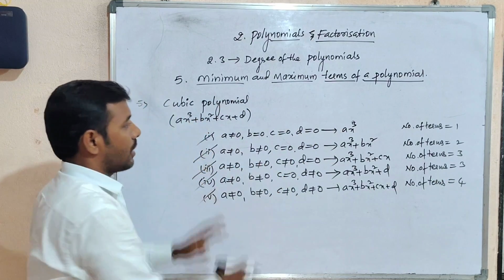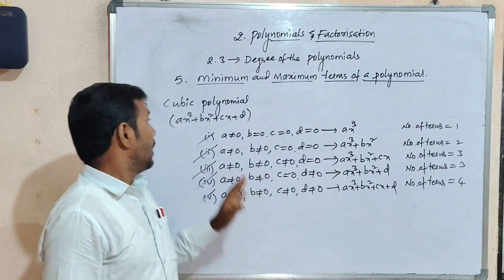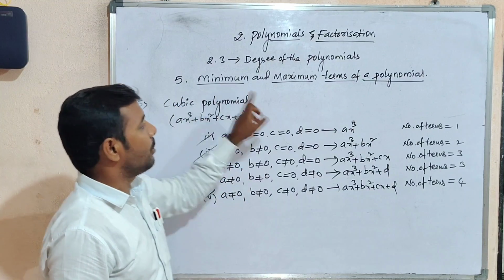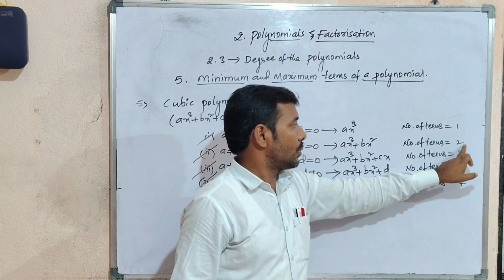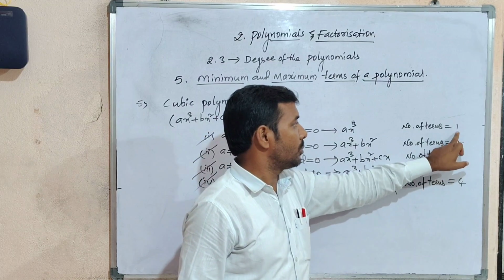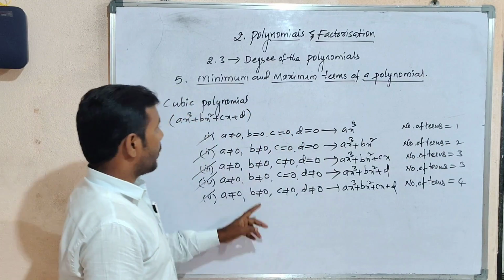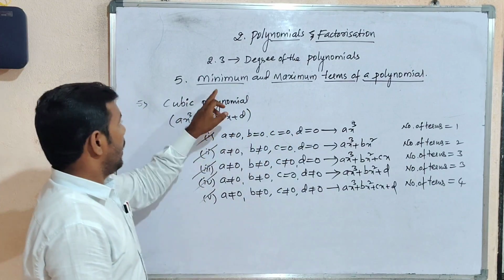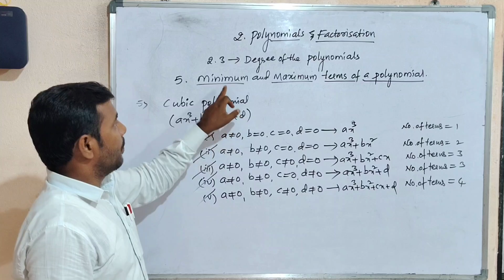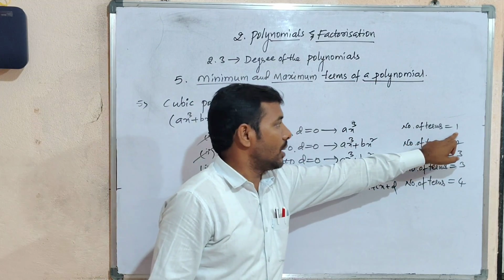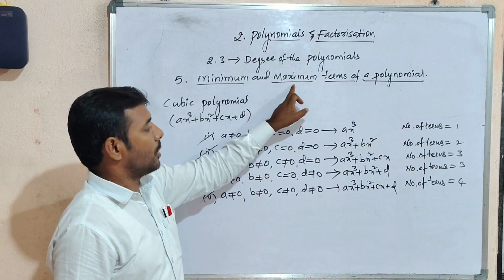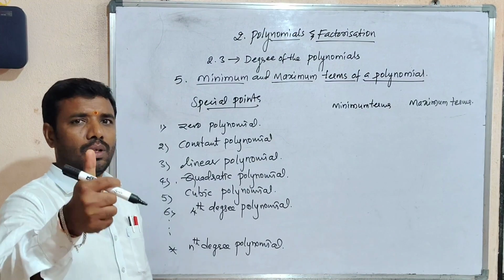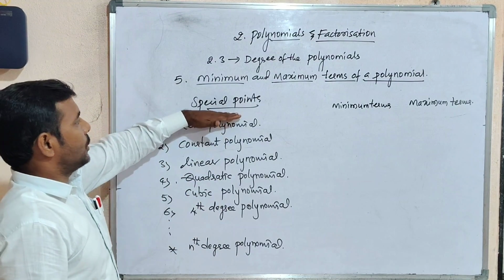Through this smart work, we conclude one thing: in a cubic polynomial, minimum terms, tell me, here 1 there, 2 there, 3 there, 3 there, 4 there, minimum terms 1. So maximum terms, tell me, 4. Once again, in a cubic polynomial, the minimum number of terms is 1, the maximum number of terms is 4. Okay? Right.